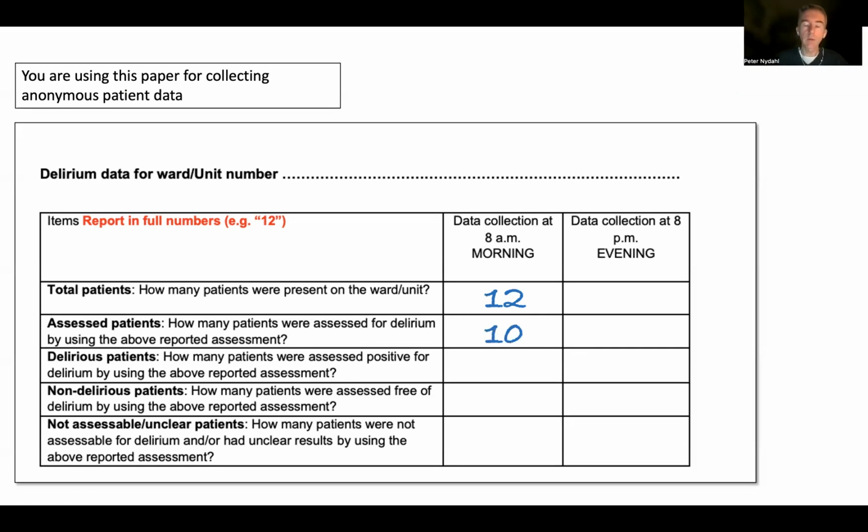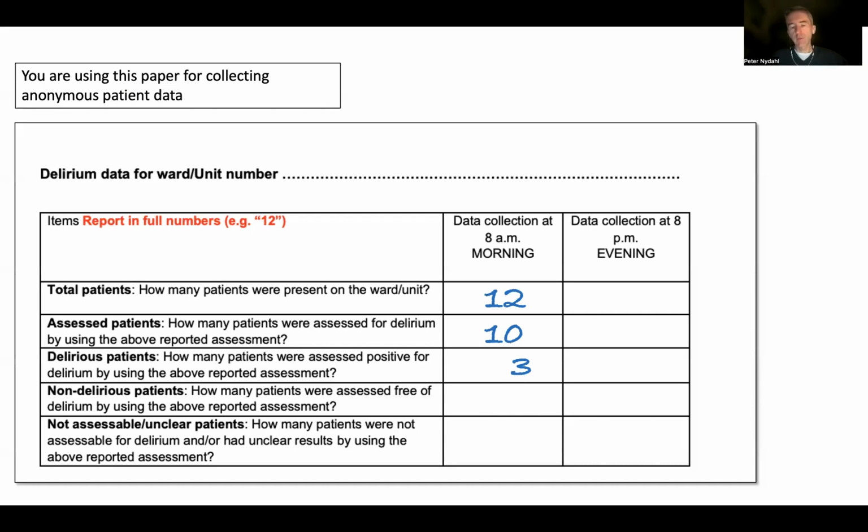Then we're asking how many patients were assessed for delirium. Two patients are missing because they were at an examination or an operation or whatever. They were not present at this time point. How many patients were assessed positive for delirium using the above reported assessments?